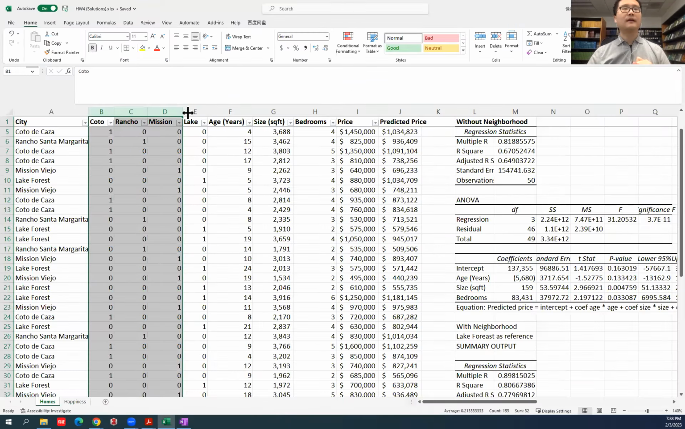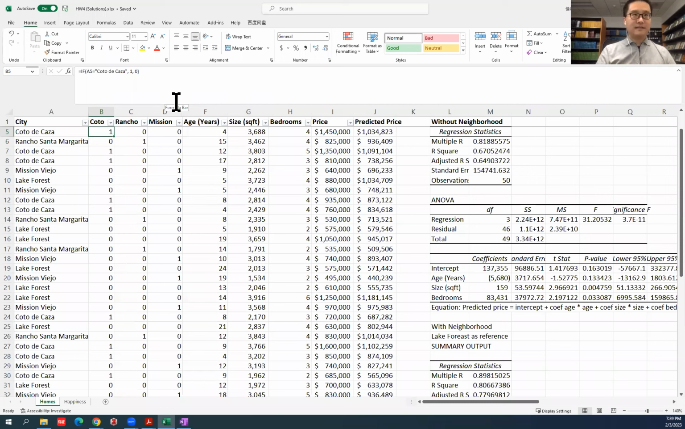The dummy variable is nothing but an if-else statement. For a city that's Coto de Caza, we will assign a variable called Coto de Caza. Well, I shortened it to be Coto. So if the name of the city is Coto de Caza, the value will take 1 for this variable, otherwise 0. That's why you see I used an if-else statement here.